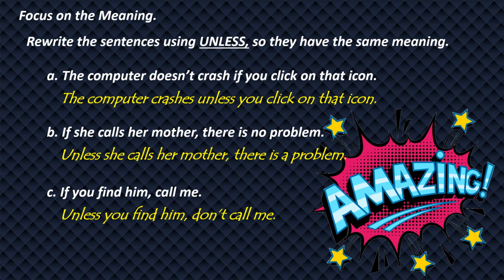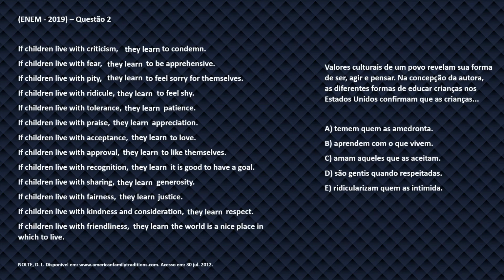Amazing! Now, Enem question 2. First of all, let's read the question, alright? Valores culturais de povo revelam sua forma de ser, agir e pensar. Na concepção da autora, as diferentes formas de educar as crianças nos Estados Unidos confirmam que as crianças temem quem as amedronta, aprendem com o que vivem, amam aqueles que as aceitam, são gentis quando respeitadas, ridicularizam quem as intimida. One more time, pause the video and answer the question.